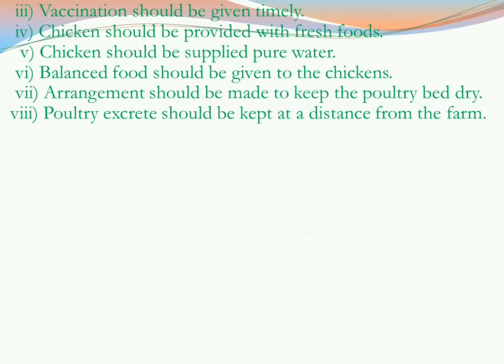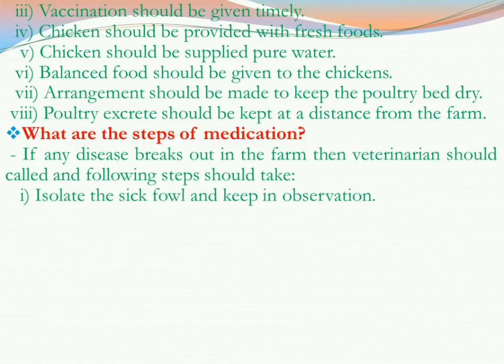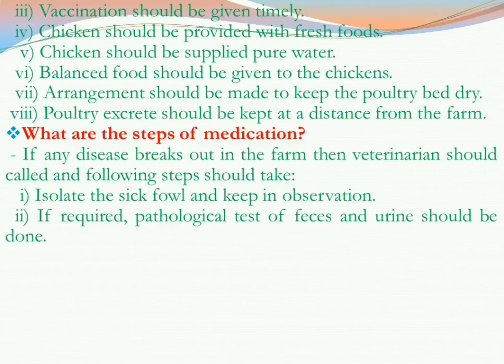Now we have already known the preventive measures, but if there are any infected chickens, then what can we do? We have to medicate the chicken. So let us know the steps of medication. At first we have to call a veterinarian to the farm and then take steps like this. Isolate the sick fowl and keep them under observation. If required, a pathological test of feces and urine should be done.